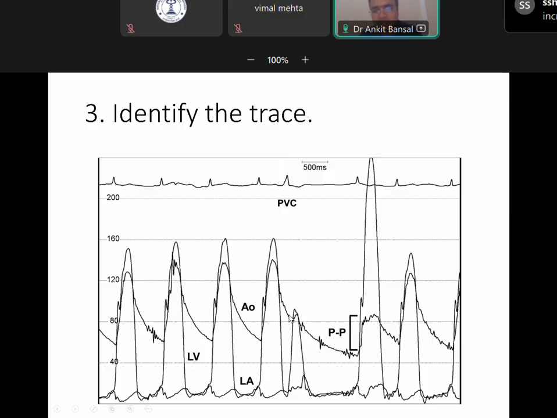The ectopic beat came, but what has happened post ectopic beat? Somebody is writing aortic pressure is increased. So aortic pressure is not increased. You have to understand what is increasing here. The LV pressure is markedly increased.